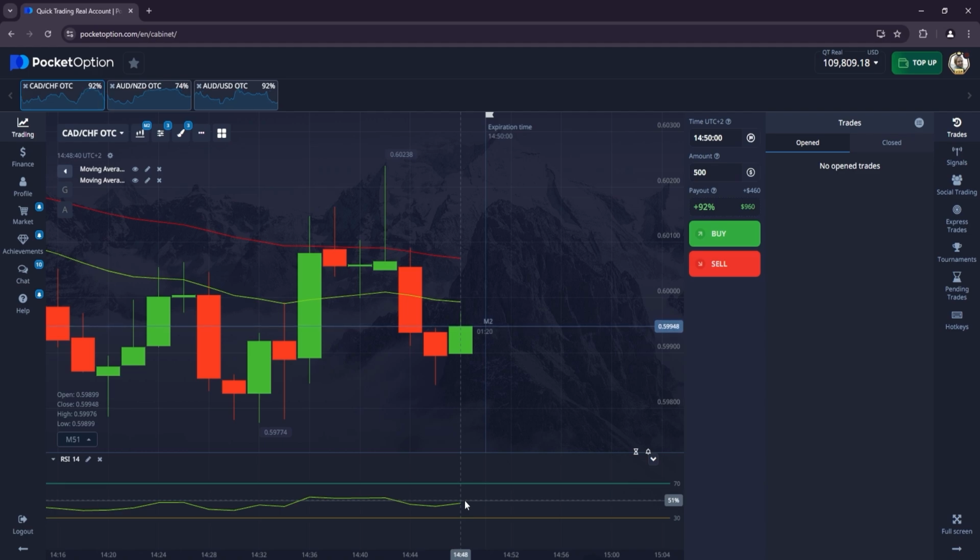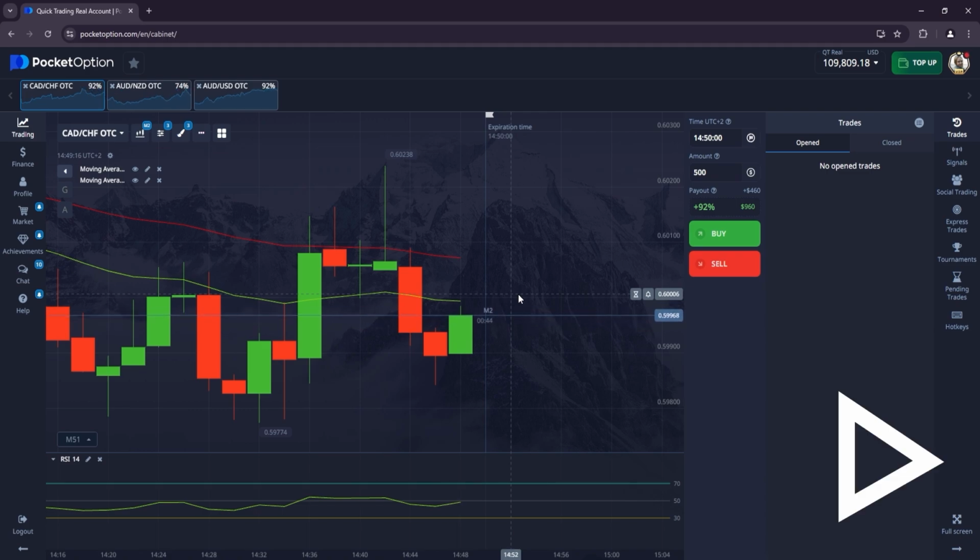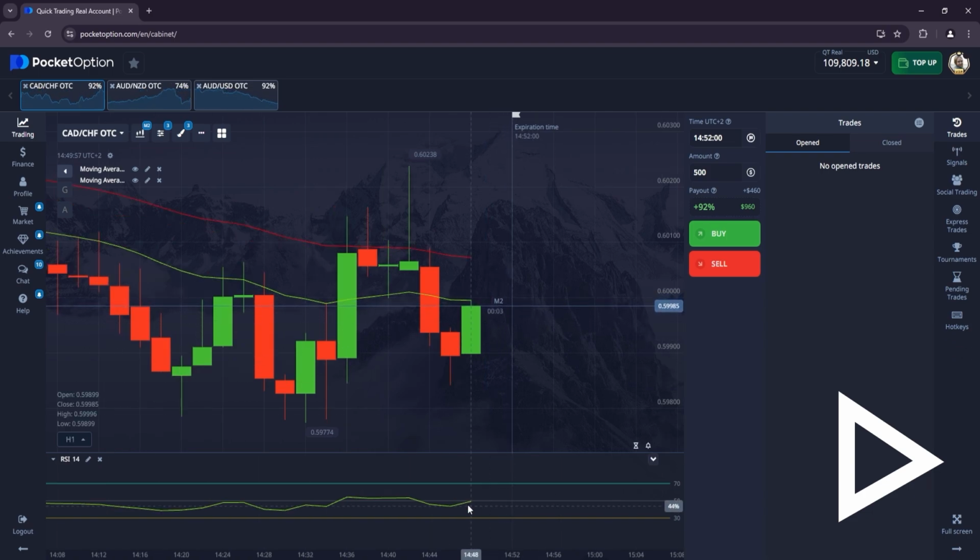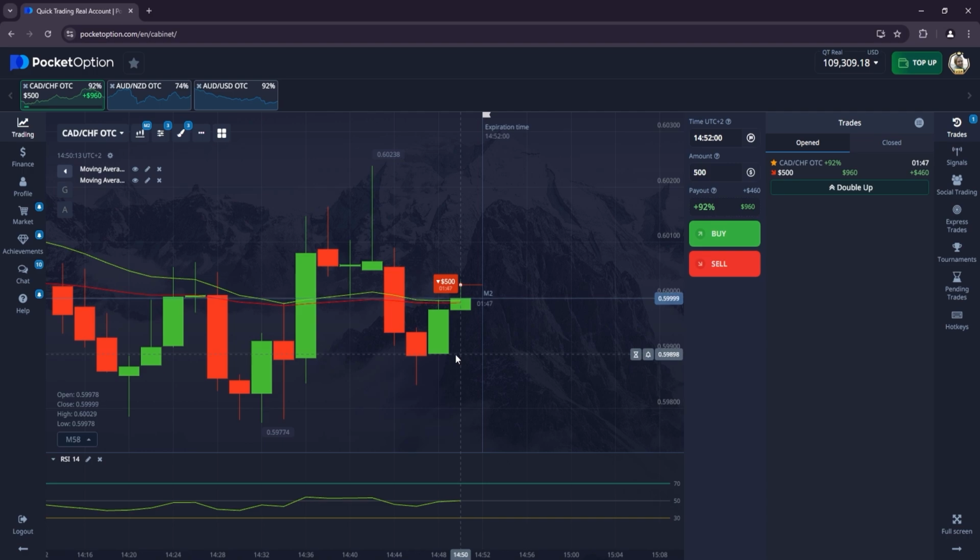As you see, the RSI gets closer and closer to his line, and we get closer and closer to the moving averages. I just waited for a good entry point. Patience is the most important thing in trading. You can have a good analysis, but if your entry point sucks, you will lose. Let's wait and see. Finally, the candle went up, so I'll take my trade in the downward direction.